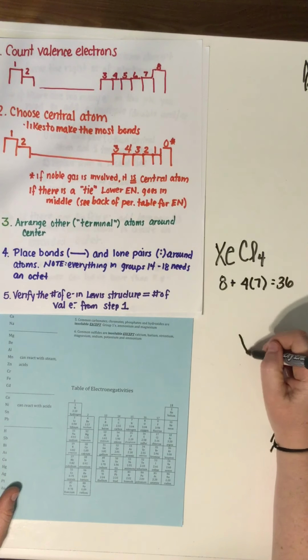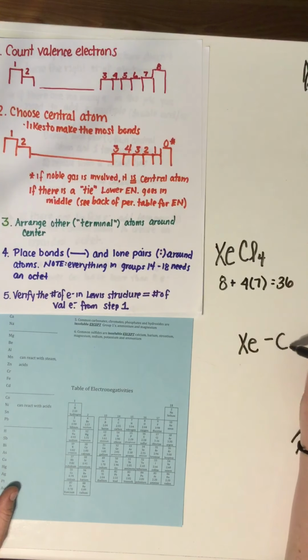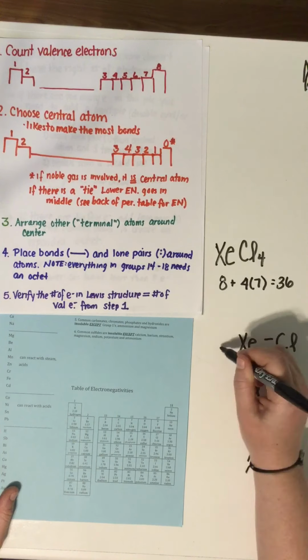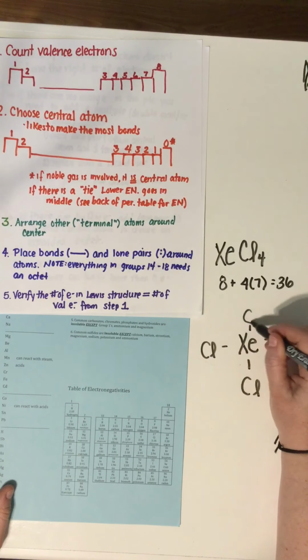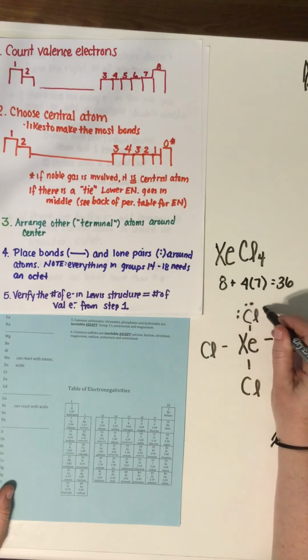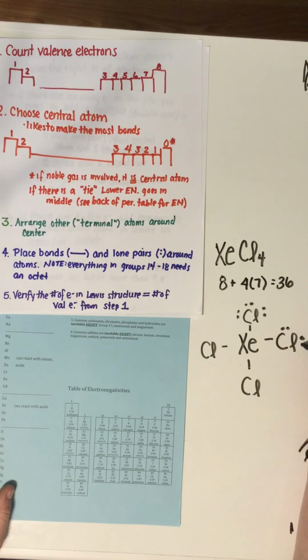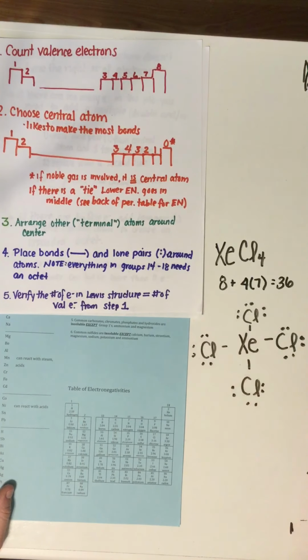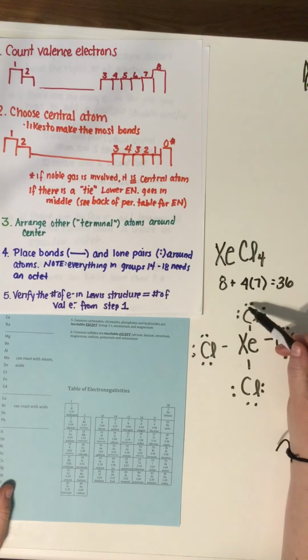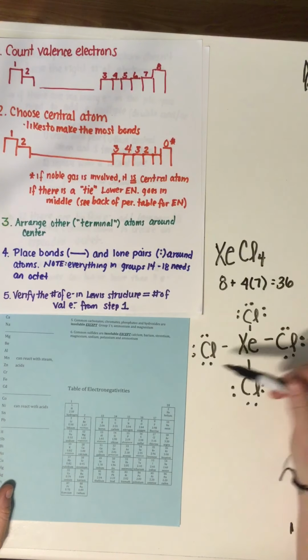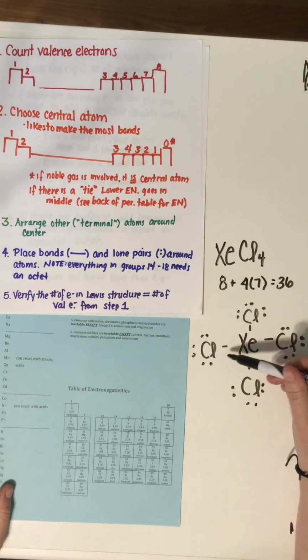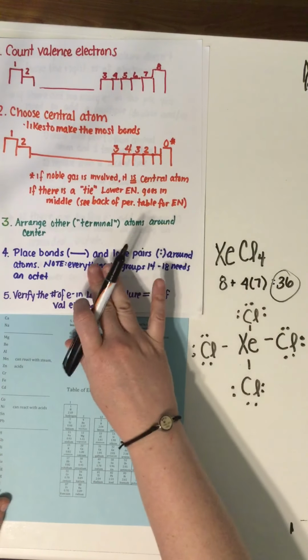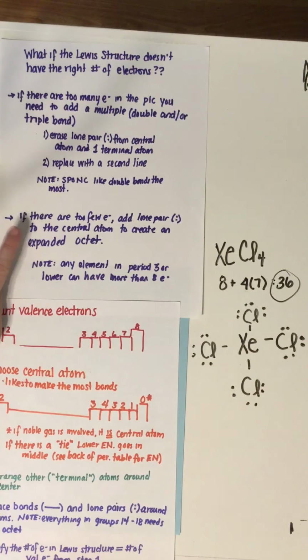And then we put our noble gas in the middle. We spread our terminal atoms out around them. We give everybody an octet that wants an octet. And then we count our valence electrons. 2, 4, 6, 8, 10, 12, 14, 16, 18, 20, 22, 24, 26, 28, 30, 32. We were supposed to have 36. And this is one of those other examples of not the right number of electrons.